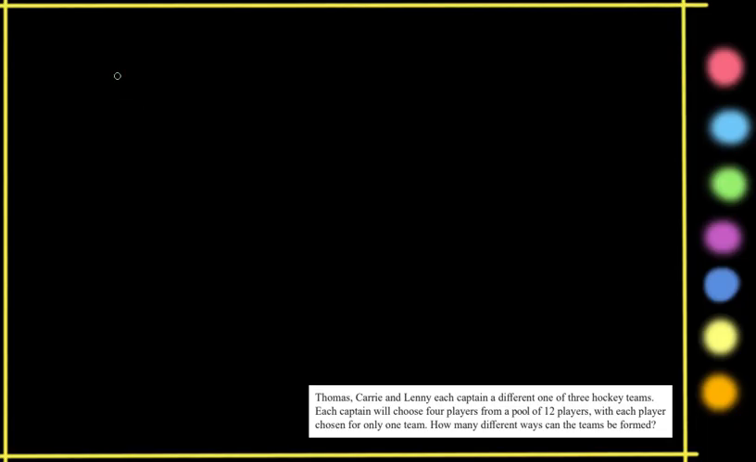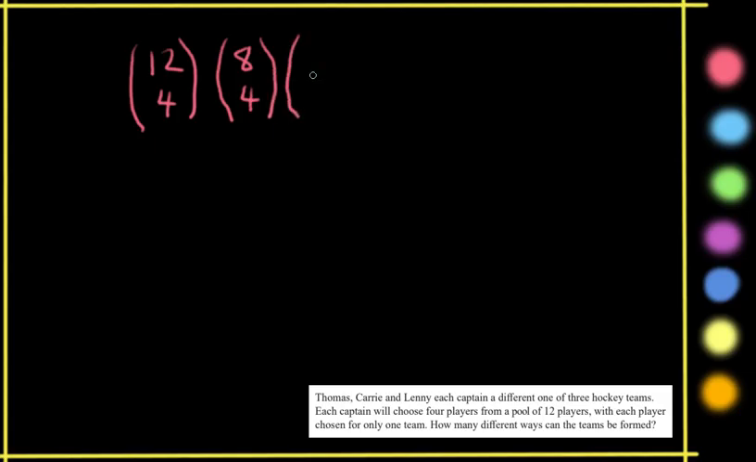One is you could think, okay, you got 12 players, you're going to choose 4 for Thomas's team. So the number of ways you can do that is 12 choose 4. And then once you've done that, there's 8 players left, and you're going to choose 4 of those for Carrie's team. And then once you've done that, there's 4 players left, and they're all going to be chosen for Lenny's team. So that's 4 choose 4, which is just 1.